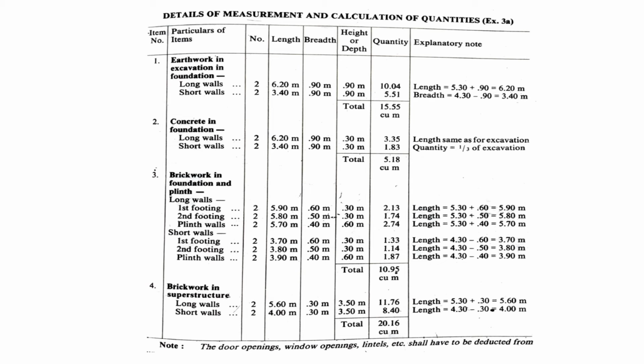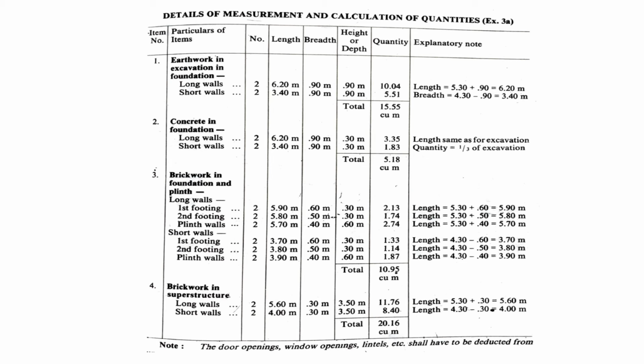Same as for short wall, two numbers, length 3.4 meter, breadth 0.9 meters, height 0.3 meter, totally 1.83. Total PCC work quantity is 5.18 m cubes. Next we can see about brickwork in foundation as well as plinth.